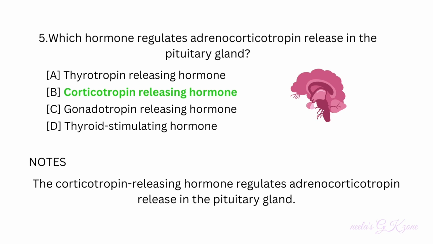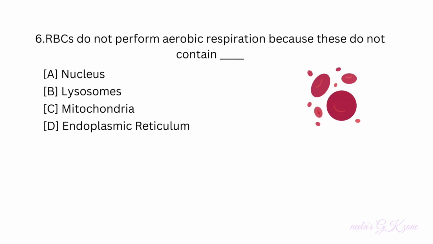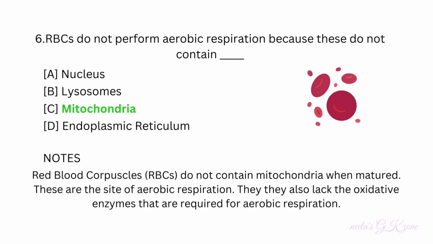And the next question is: RBCs do not perform aerobic respiration because these do not contain. Options are nucleus, lysosomes, mitochondria, endoplasmic reticulum. And the answer is mitochondria. Red blood corpuscles do not contain mitochondria when matured. These are the site of aerobic respiration. They also lack the oxidative enzymes that are required for aerobic respiration.